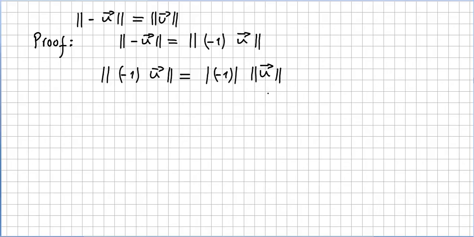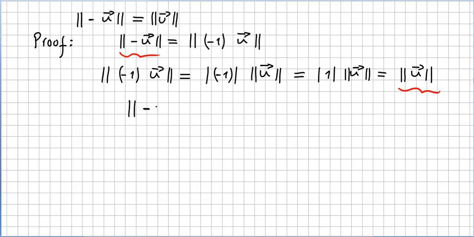So this is the absolute value of minus 1 times the norm of u, and this is nothing else but the norm of u. So we just proved that this is the same as this, that this is equal to this, as it was asked, and this concludes the proof.